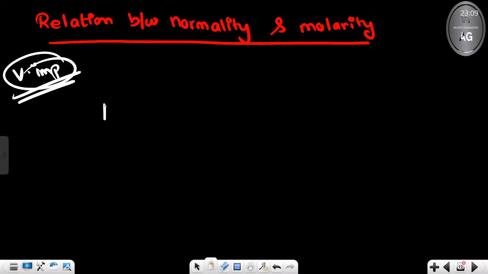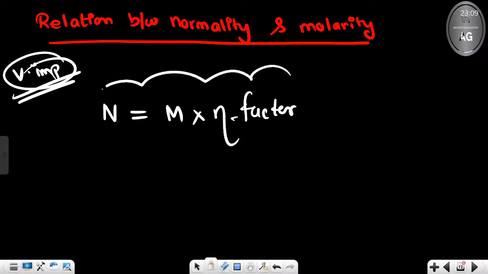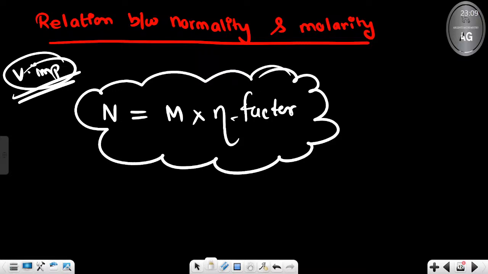What is the relation? Normality equals molarity into n factor. Very, very important. Normality equals molarity into n factor. So sometimes you can easily find out the molarity but have problems with normality. In that case you find out the molarity and multiply it with the n factor of the given compound to get the normality. So you do not have to take too much stress. It's easy.